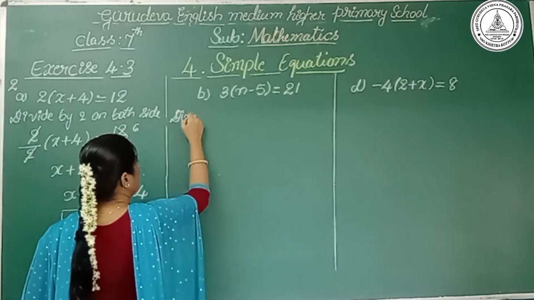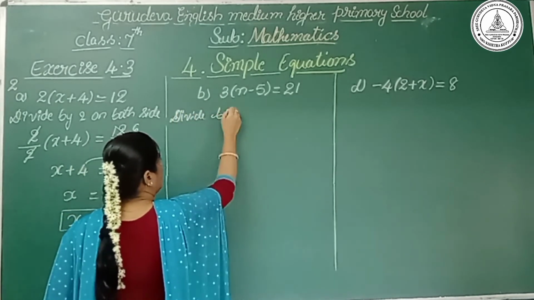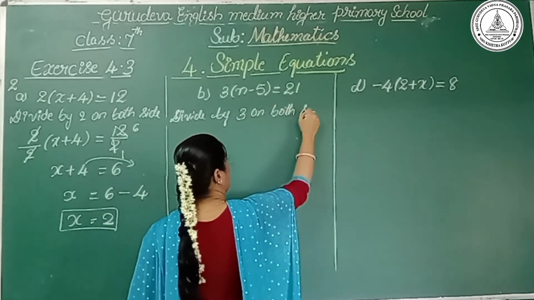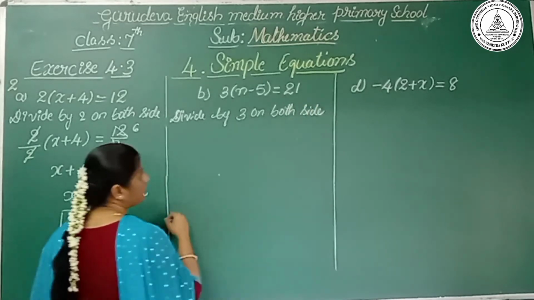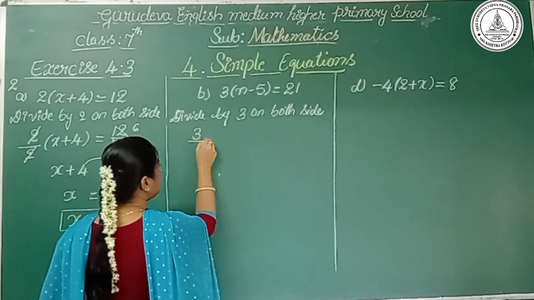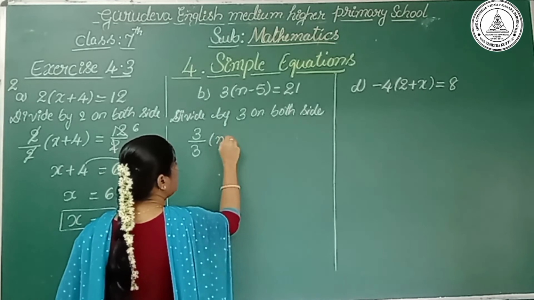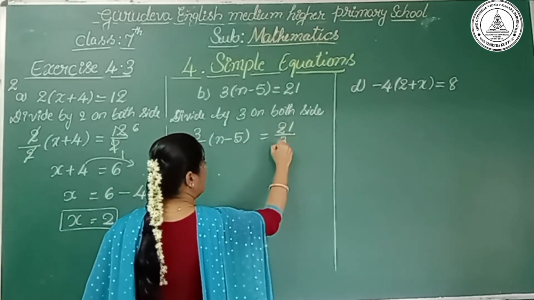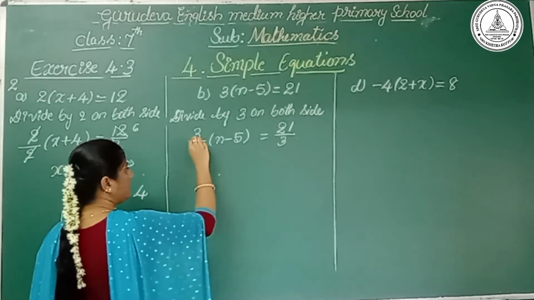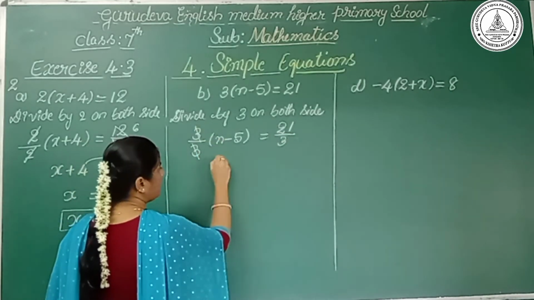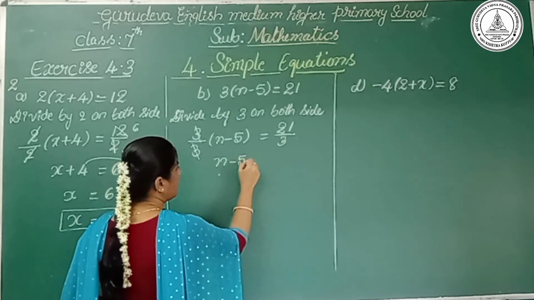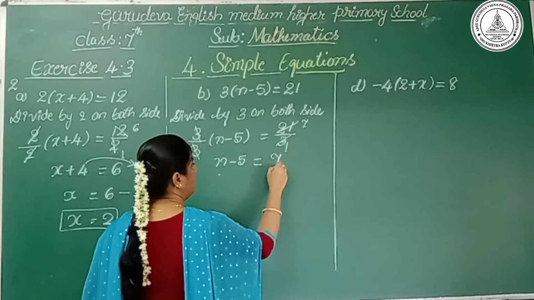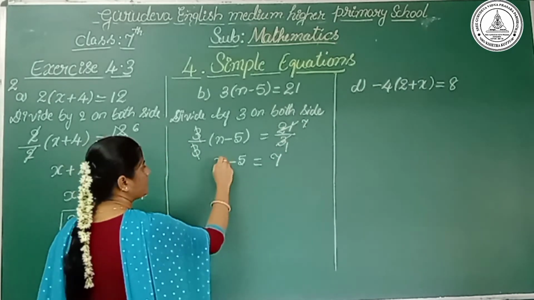Divide by 3 on both sides. Then we will get in the LHS 3 divided by 3 into n minus 5, which is equal to 21 divided by 3. Okay, then cancel here: 3 ones are 3, 3 ones are 3. Then remaining in the left hand side is n minus 5, which is equal to 3 sevens are 21, so 7. Now we will get n minus 5 is equal to 7.